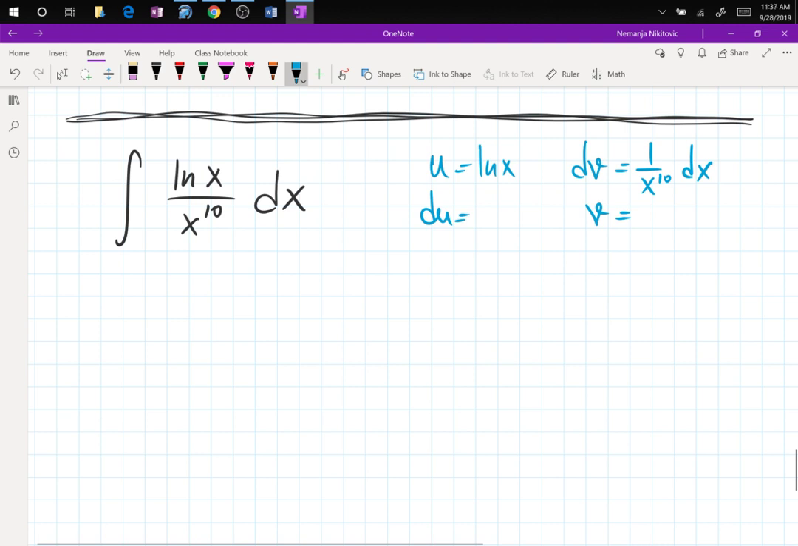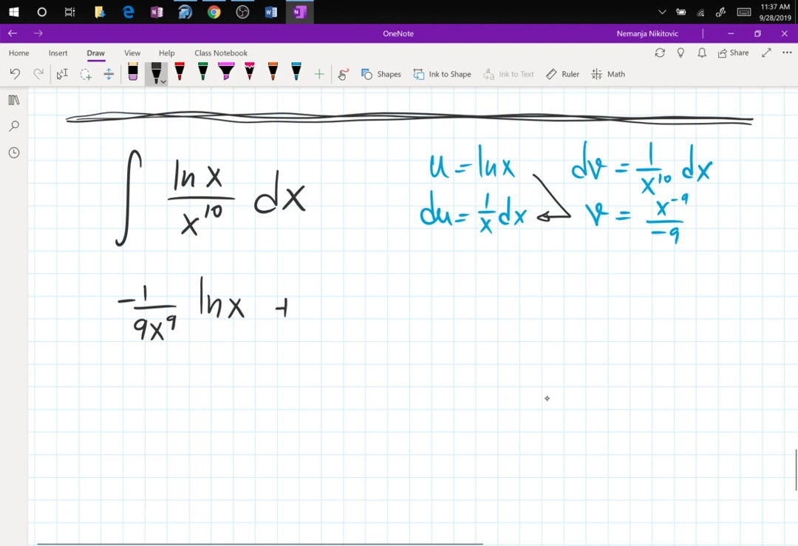Okay, let's take a look at this together. The derivative of ln x for du is 1 over x dx. And the integral of x to the negative 10 is x to the negative 9 over negative 9. And now we need to plug all of this stuff in. So what do we get? We get negative 1 over 9x to the 9 times ln x.